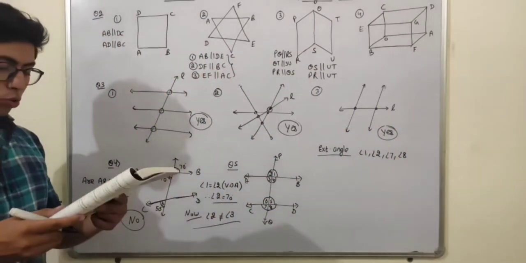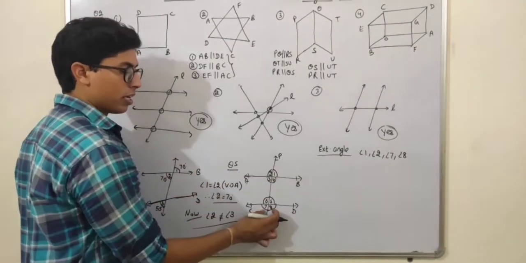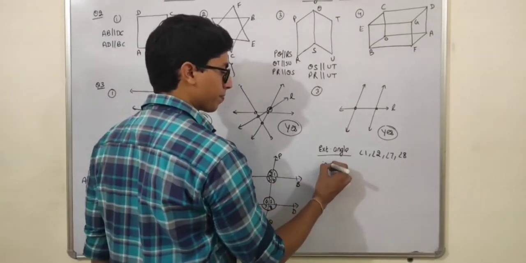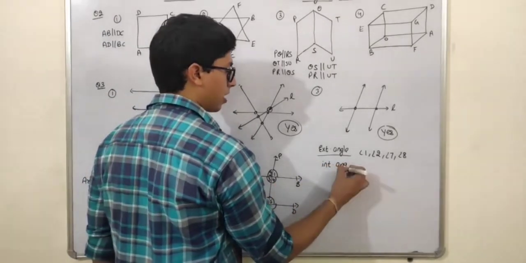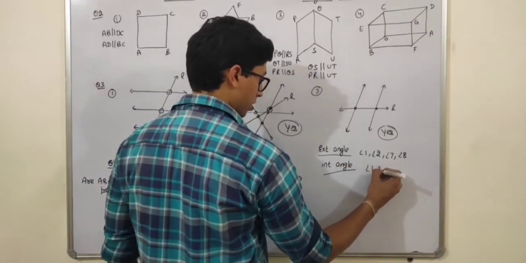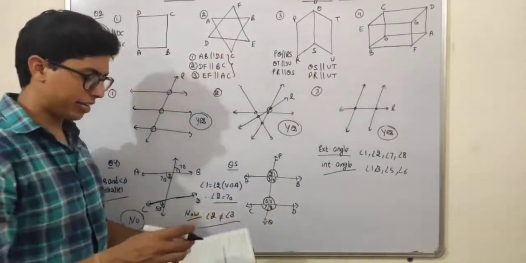Now students, I have to find the interior angles. If these 4 are exterior angles, then these 4 are interior angles. So the interior angles are 3, 4, 5, 6. So these are interior angles, students.